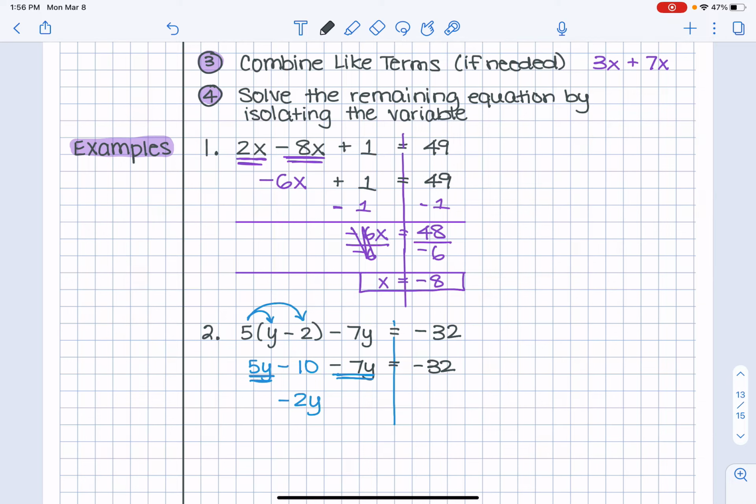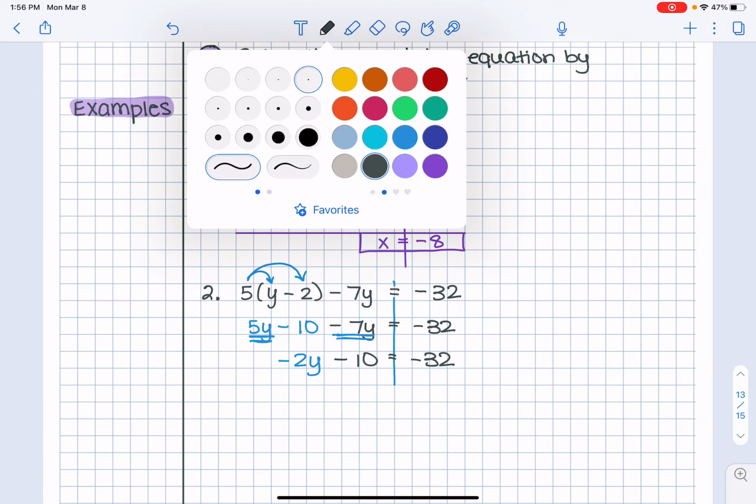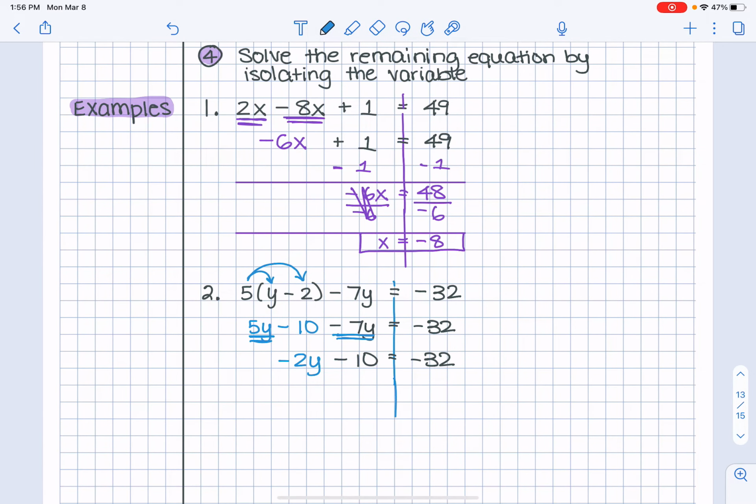So this negative 10 is left over here. This negative 32 is left over here. Okay? And then step 4 is to just solve this equation like any other equation I've been solving all year. Okay? So I need to get the y all by itself. So my y is right here. My y needs to be alone, so I have to get rid of those other two numbers. So I'm going to get rid of the negative 10 first.